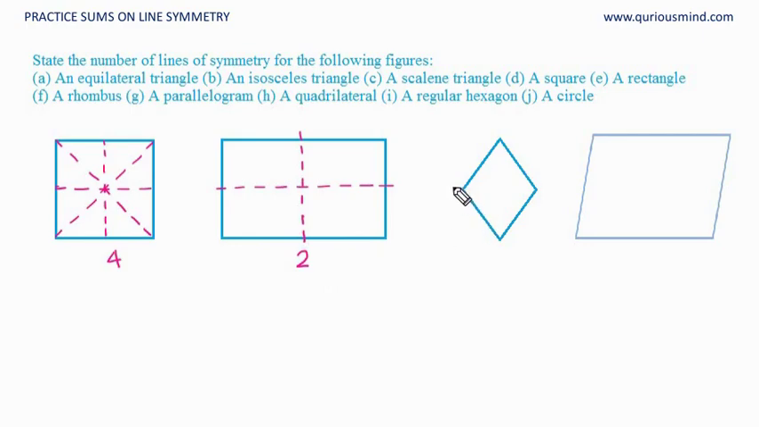For a rhombus, the diagonals are lines of symmetry because these angles are equal, these two sides are equal, and hence the diagonals are lines of symmetry for rhombus. So, two. Now, what about this?